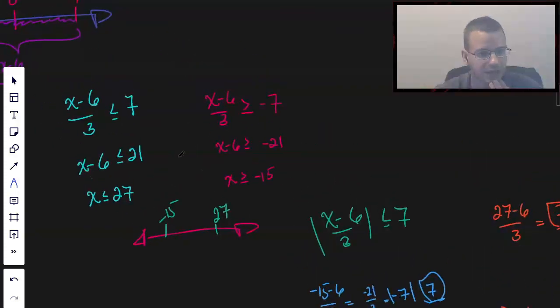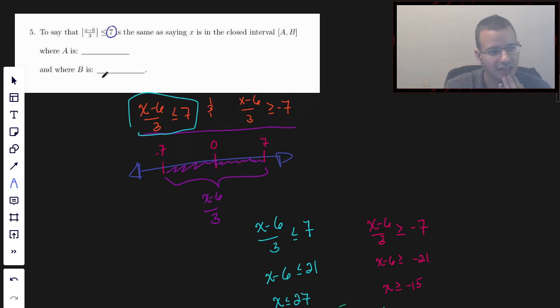All right, so it looks like we got it. Negative 15 and 27. A is negative 15. B is 27. So that's how I approach that problem.